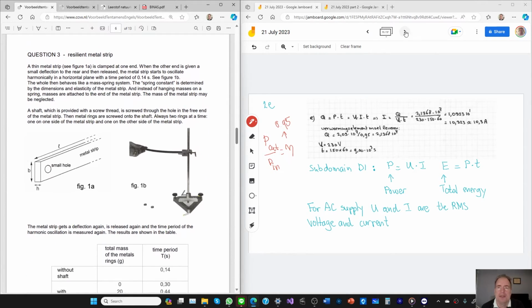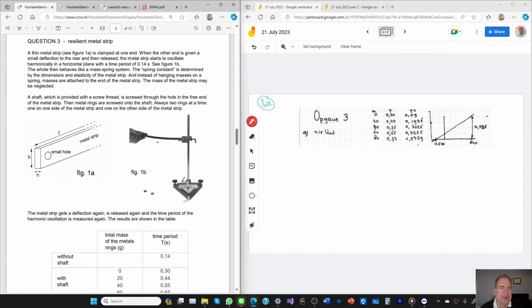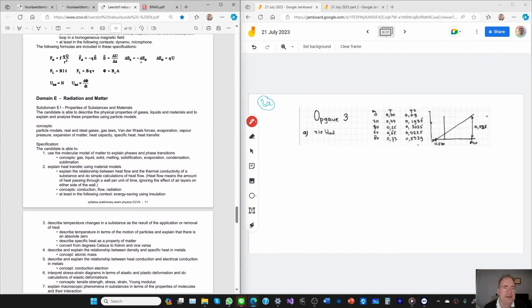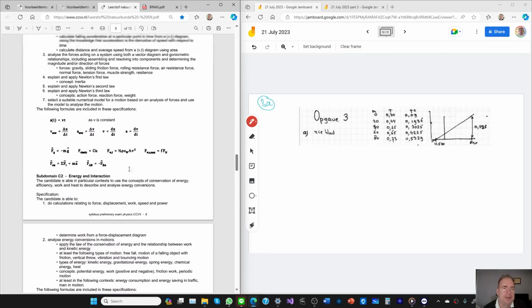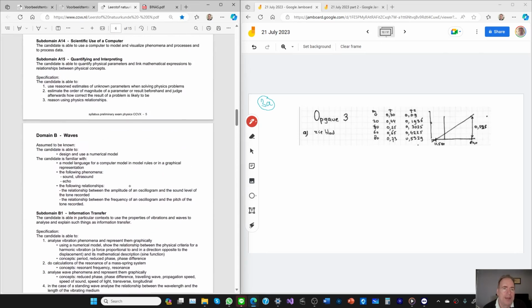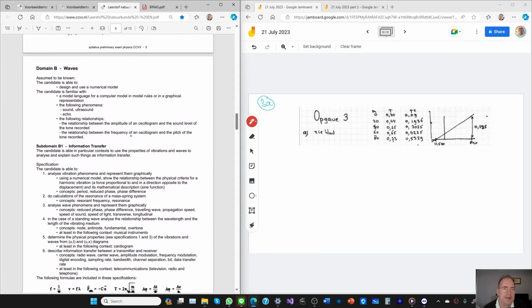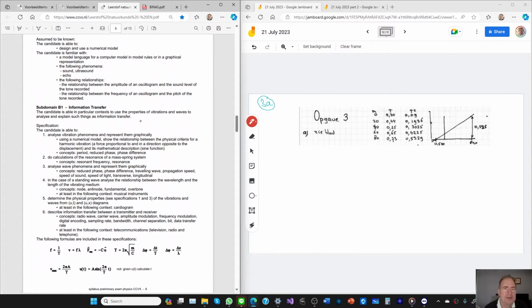Question 3 is about a metal strip, but they also, from the whole story, mention that this works as a mass spring system. And for a mass spring system, there's this subdomain. I think it's one of the first subdomains, B1, which is talking about waves, but also about vibrations. And most vibrations can be done based on a mass spring system.